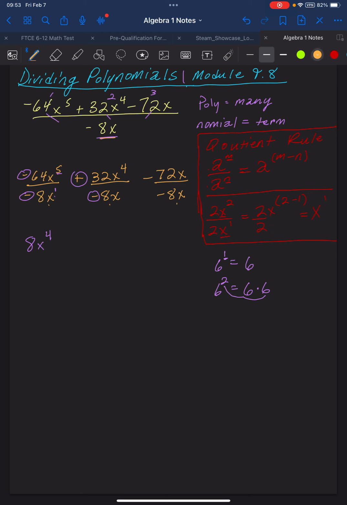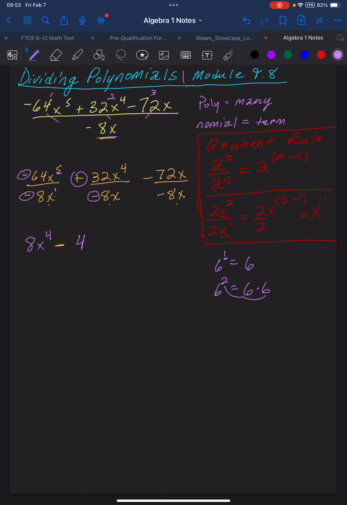Okay? So I already know I'm going to have a negative answer when I divide these out. When I divide 32 by negative 8, positive 32 divided by negative 8 is a positive 4.